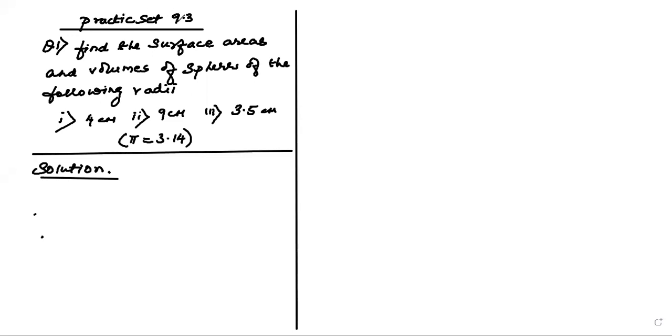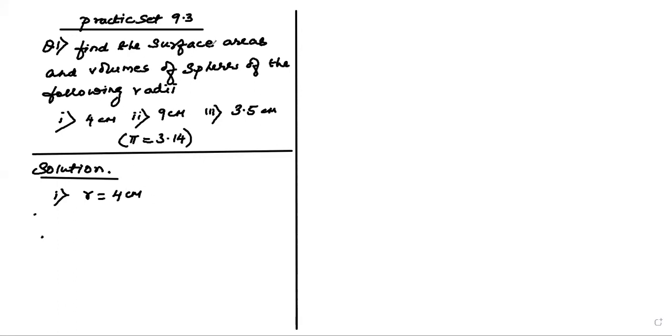Practice set 9.3, question number 1. Find the surface area and volumes of a sphere for the following radii: 4 centimeter, 9 centimeter, and 3.5 centimeter. So children, we are starting with the first part. We are talking about a sphere. They want the surface area of the sphere and volume of the sphere. So what is the radius of the sphere given to you in the first one? 4 centimeter.